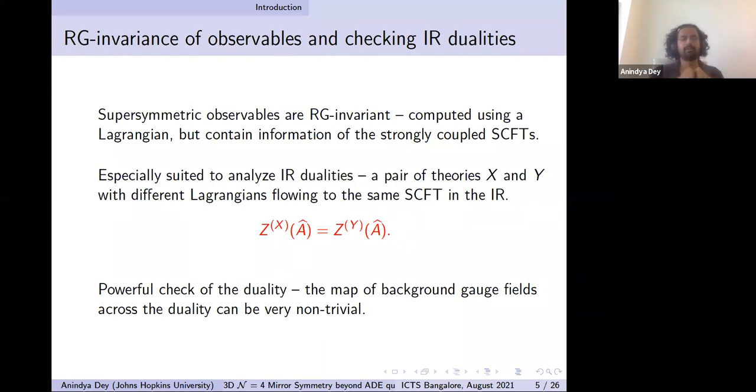In general, the global symmetry that you have would be a non-Abelian symmetry, so there will be multiple gauge fields associated with it. So this is a very powerful check of the duality, and this is usually what is done, morally speaking, in checking various IR dualities.